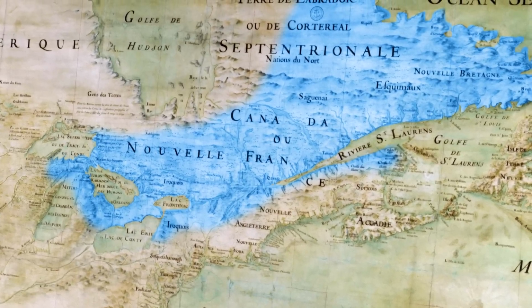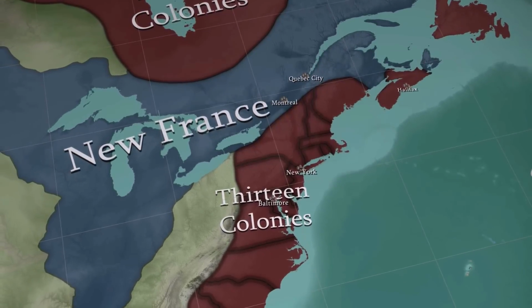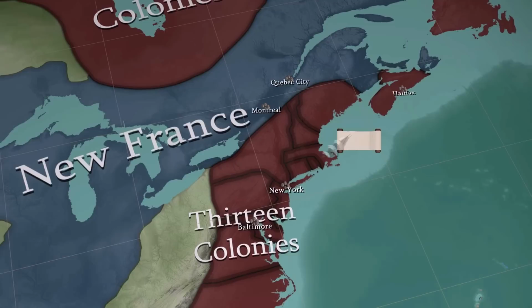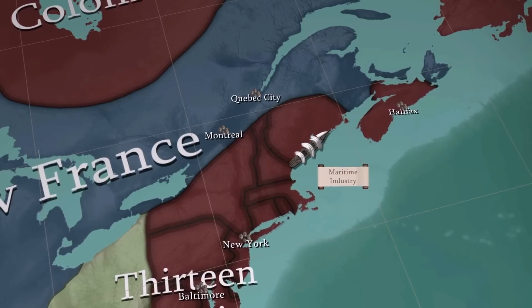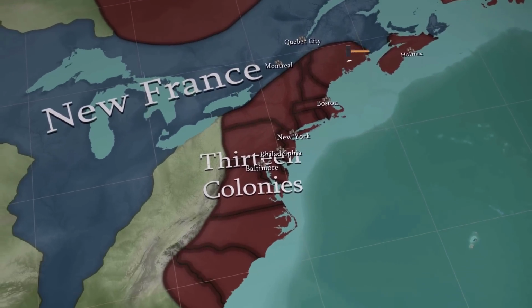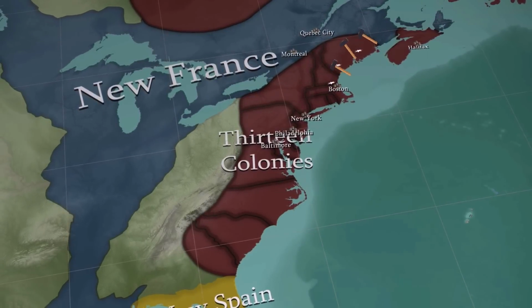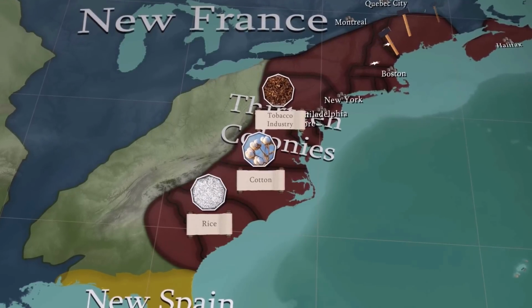Meanwhile, Britain's other American colonies were starting to realize their identities. New England's economy was very much centered around the maritime industry. Further down the coast were the middle colonies, which included the multicultural cities of New York and Philadelphia. The southern colonies such as Virginia and South Carolina were very much based on agriculture, with their plantations cranking out huge volumes of tobacco, cotton, and rice.